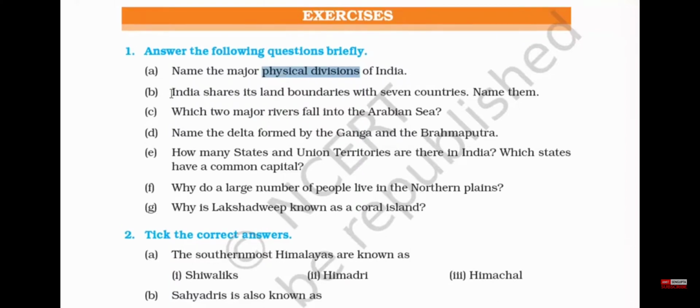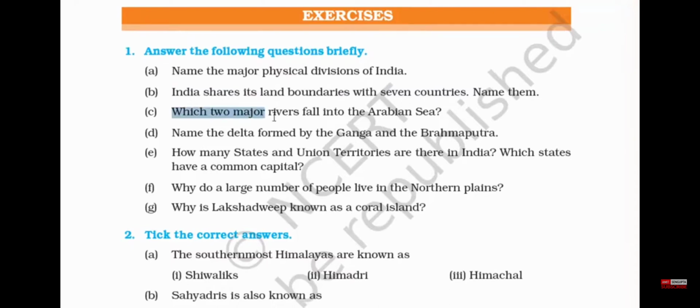The second question is, India shares its land boundaries with 7 countries. Name them. So let's go from west to east. They are Pakistan, and then you have Afghanistan, and then China, Nepal, Bhutan, Bangladesh, and Myanmar.